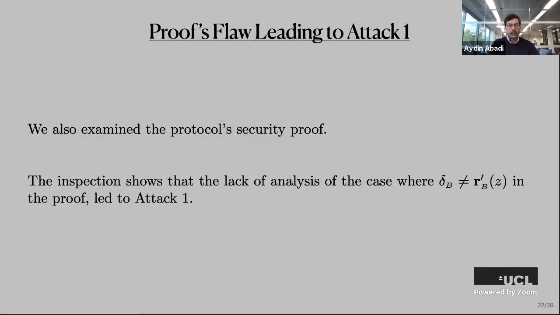So this problem was undetected in the protocol's security proof because the proof didn't consider some cases. In particular, it did not capture the case where the evaluation of the random polynomial at a specific point Z is not delta B, because in our example, the random polynomial can be changed. And then everything can be affected.